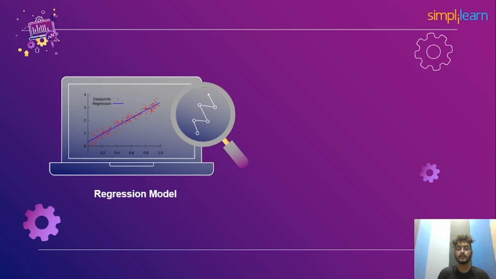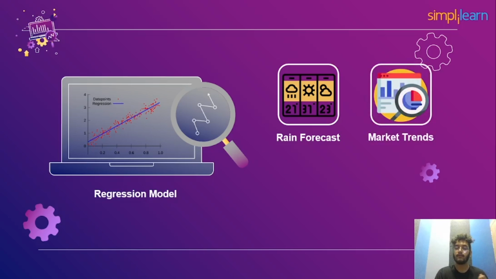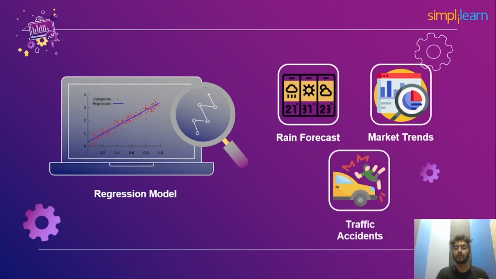There are some more use cases of regression analysis. We can use temperature, another variable, to predict or forecast rain. Regression analysis can be used for identification of market trends. For predicting traffic accidents caused by reckless driving, we can use regression analysis for the same and many more. So, by understanding why we need regression analysis, moving forward, let's see some popular regression algorithms in detail.